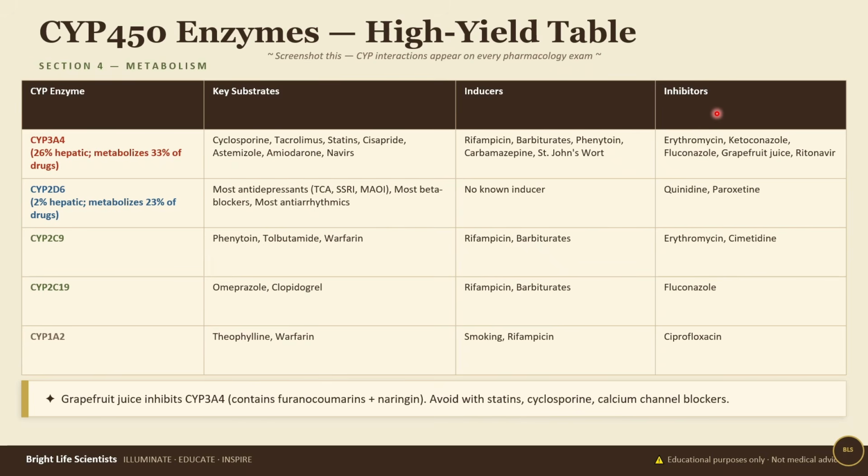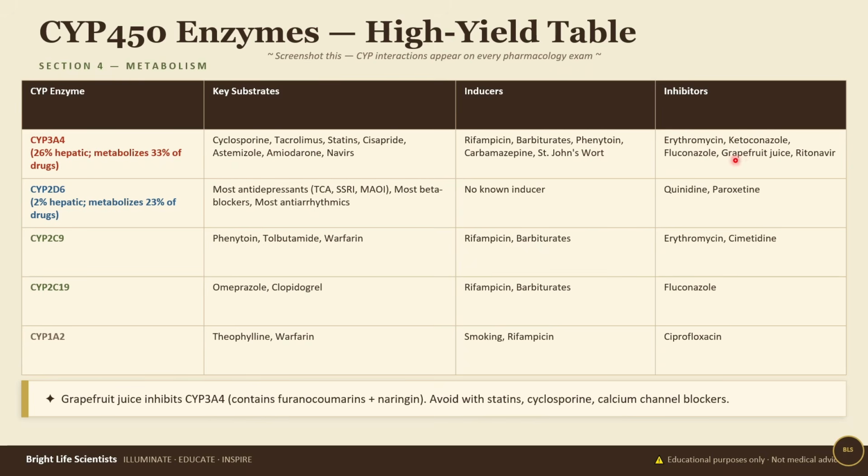Otherwise, the liver will not break this drug as much, so it will leave much of the concentration of this drug in the body. What this does is increase the toxicity of that given drug. So CYP3A4 metabolizes 33% of all drugs, the statins, cyclosporins, tacrolimus. The main inducers here are rifampicin and St. John's wort. The key inhibitors are erythromycin, ketoconazole, and grapefruit juice.